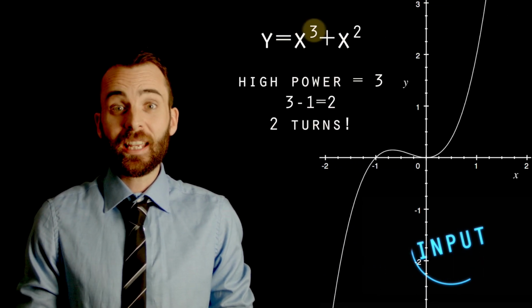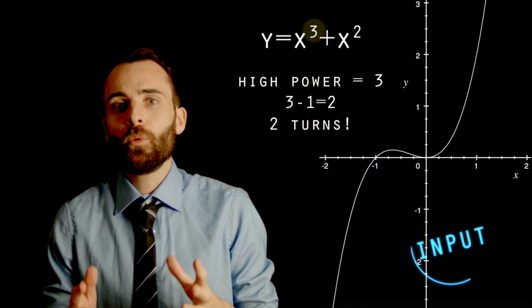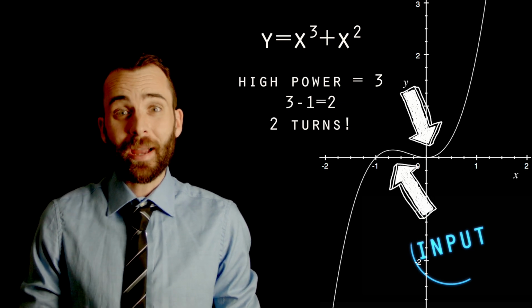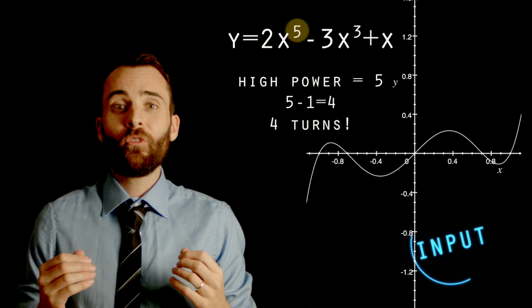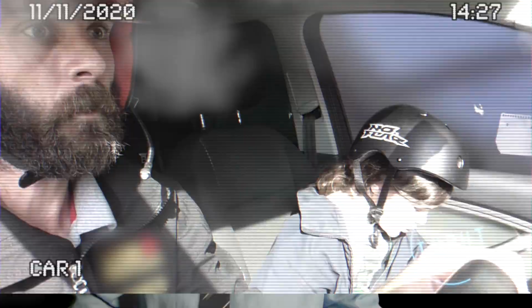For example, an equation with a high power of 3, a cubic equation, will give you a graph with 2 turns maximum. An equation with a high power of 5 will give you 4 turns. This is in fact so reliable that were you inclined to drive a graph like this on a rally circuit... Okay, tricky one coming up.